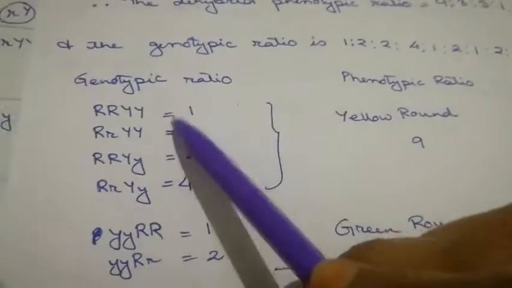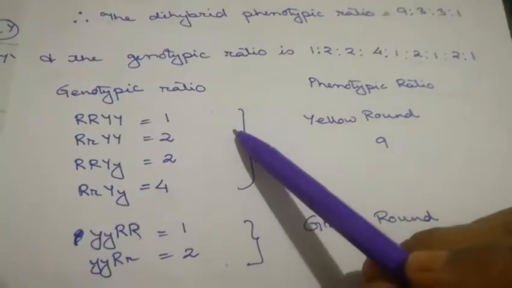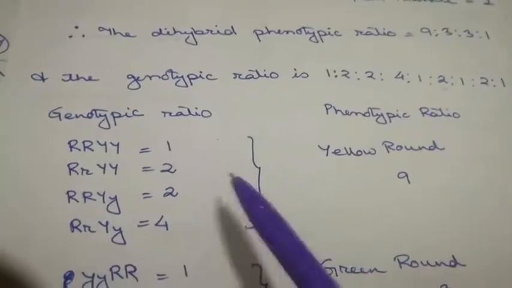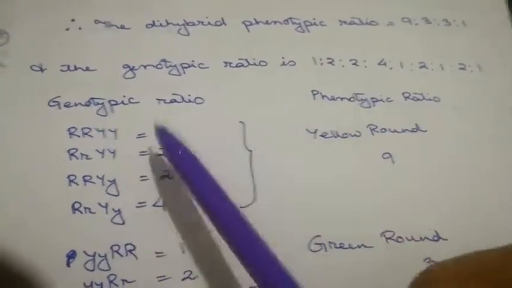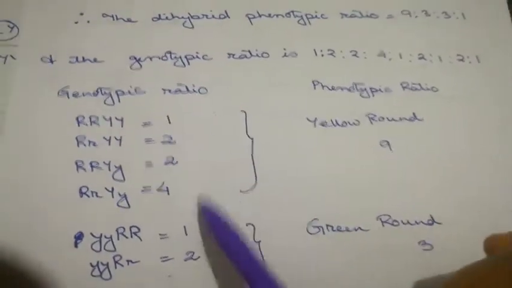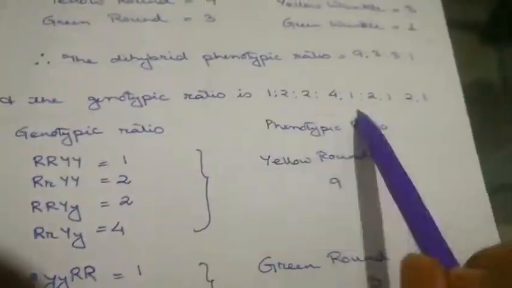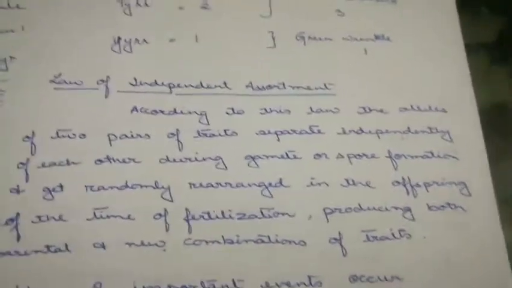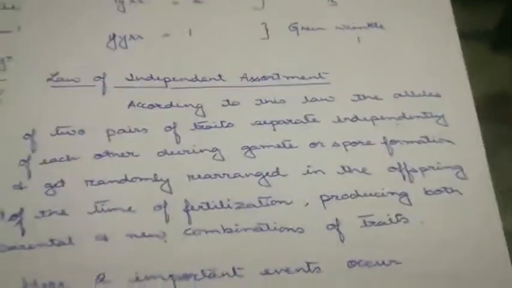Now, here the ratios are shown simply, like the genotypic ratio, how we will find the genotype, how 9 has come. So 1, 2, 2, 4, these ratios are simplified and shown here. Okay. Now the next part is, after Mendel concluded the dihybrid experiment, he put forward the law of independent assortment.